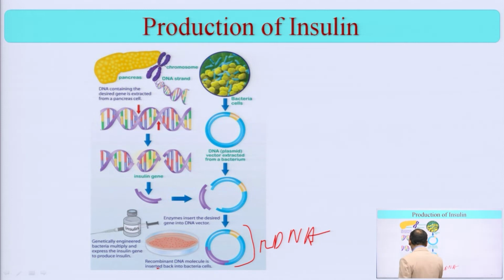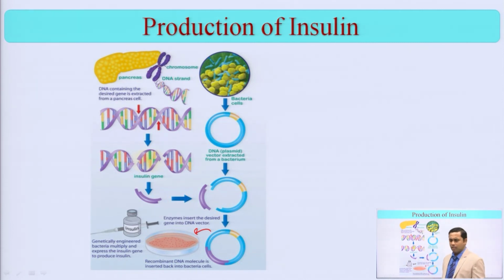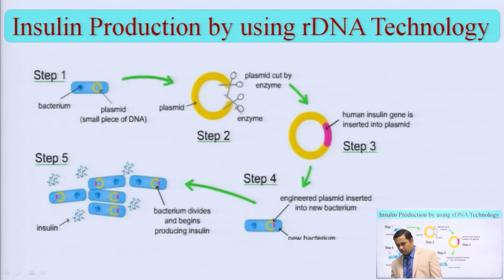This recombinant DNA will be inserted back into the bacterial cell. Here you can see the bacteria. You are actually inserting the recombinant DNA into the bacterial cell. There are lots of processes for this, for example electroporation. You can follow any of the processes, and then when the bacteria have it, translation will happen. When they translate this information, it will produce insulin. Then very easily you can purify the produced insulin and give this insulin to the patient. So, genetically engineered bacteria multiply and express the insulin gene to produce insulin.